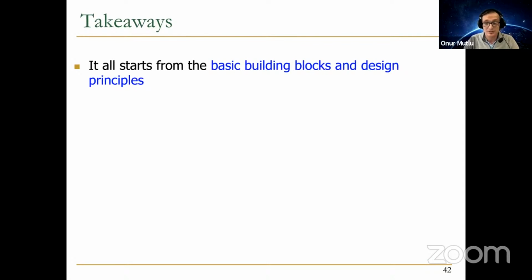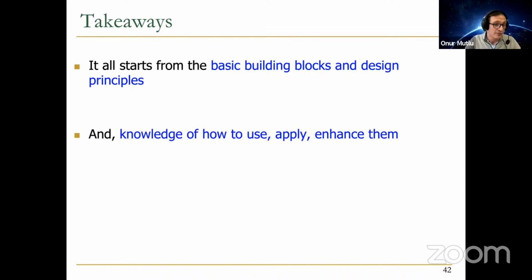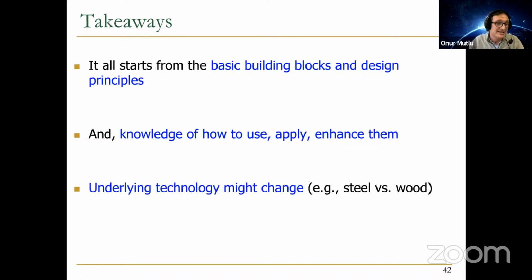Let me finish with some takeaways, at least for this part of lecture 2A. So in the end, computing architecture, just like building architecture, all starts from the basic building blocks and design principles. And that's why you're taking this course, hopefully, because it's a freshman course, right? And of course, you don't just learn the principles, but you also learn the knowledge of how to use and apply them initially. And as you go through that, you will also figure out how to enhance them and adapt them to the conditions that you're dealing with. So this is very important. And that's one of the reasons why we have the labs. That's one of the reasons why we have the readings that are going to push you to be critical. And in the end, it's important to keep in mind that underlying technology might change.